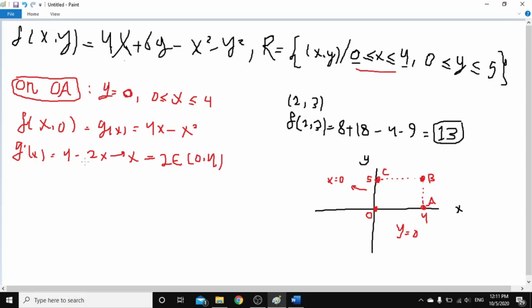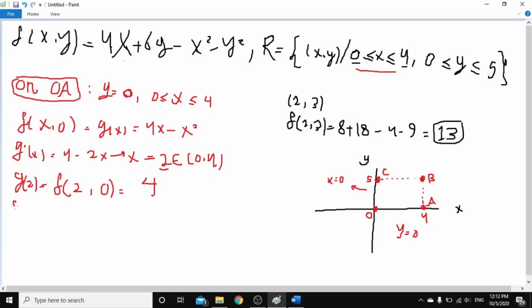Now we just need to substitute all the numbers we have: 2, 0, and 4. So we need to write g of 2. It's going to be equal to f of 2, using the x value, comma, and the y here is going to be 0. Put these numbers in the original equation and you will find its value. So the value is going to be 4.